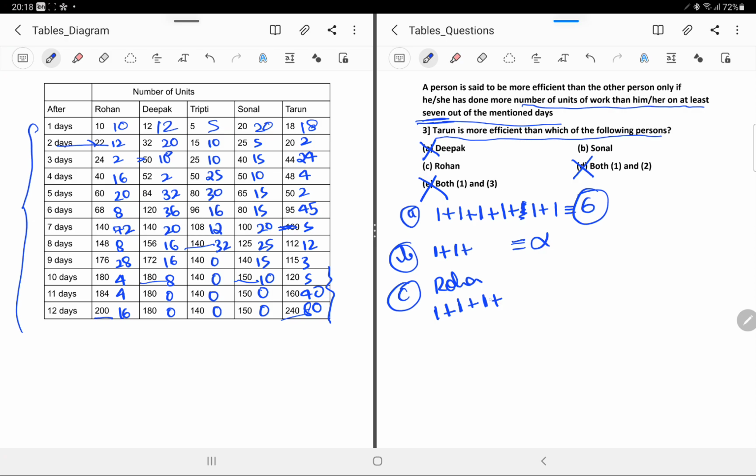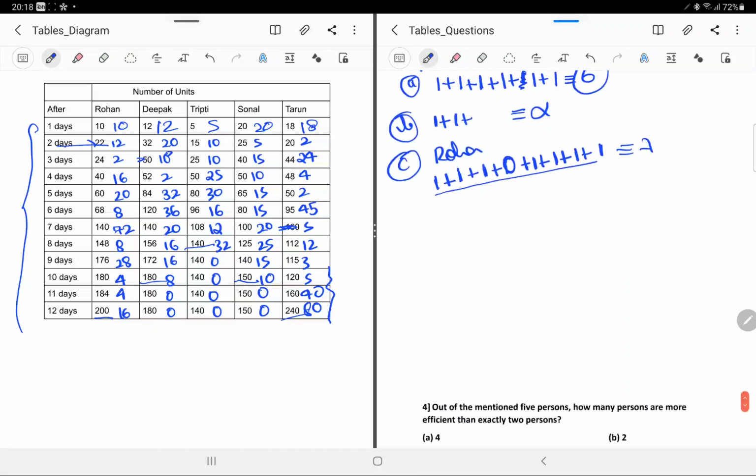On day 7, Rohan won. On day 8, Tarun won. On day 9, Rohan won. On day 10, Tarun won. On day 11, Tarun won. On day 12, Tarun won. So this is at least 7. And so Rohan is not the answer. Tarun is more efficient than Rohan.